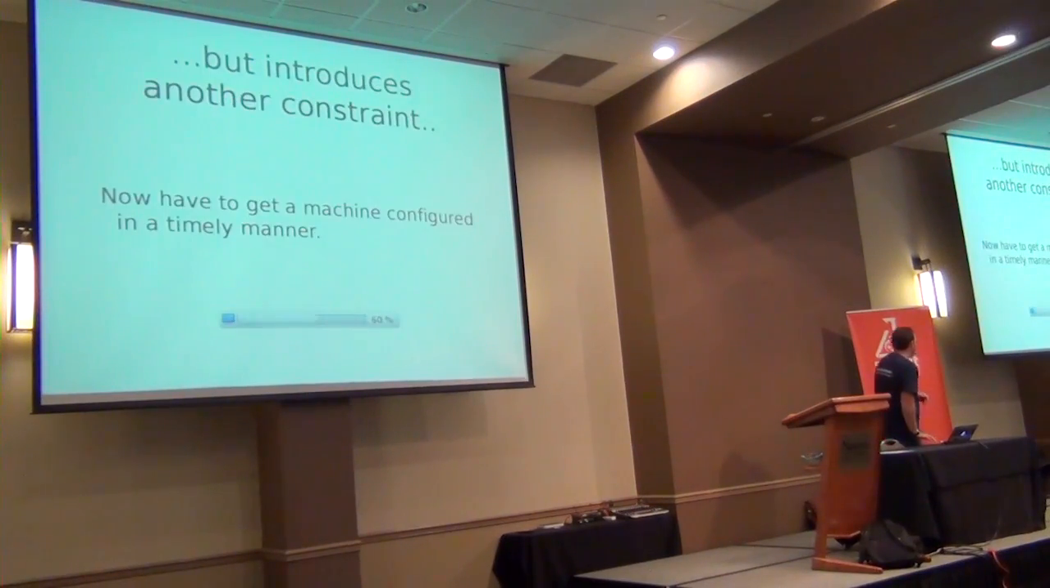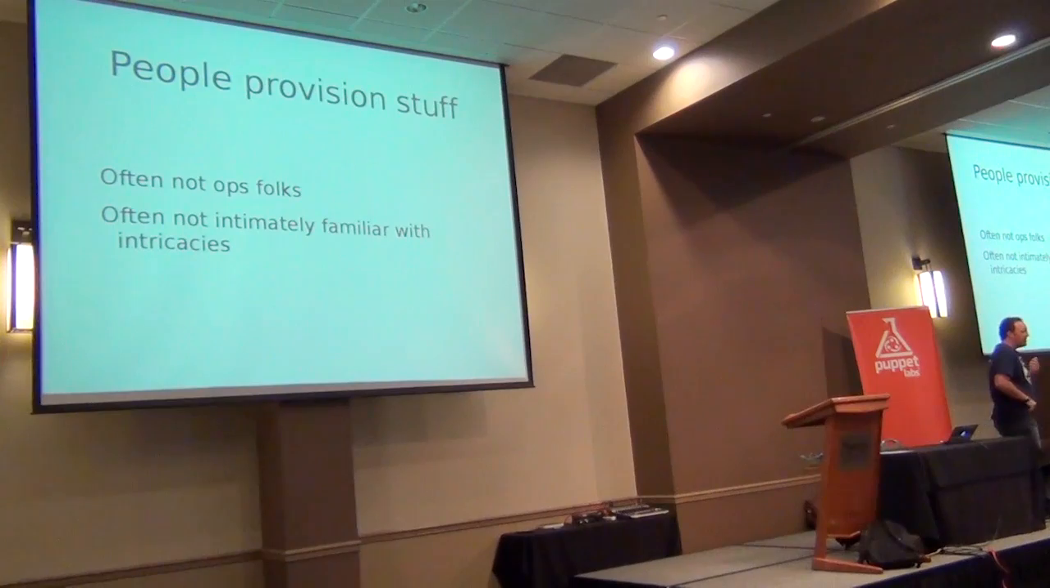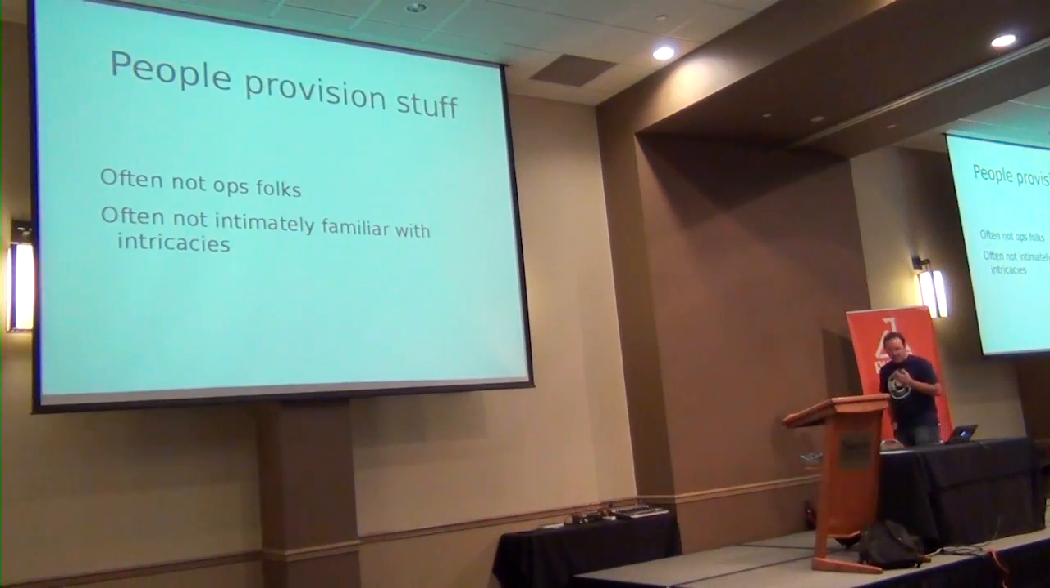But of course, it introduces another constraint. You have to get the machine configured in a timely manner, which is a natural fit for Puppet. Puppet handles configuration, and does that in an automated fashion. But the problem that you have is that, particularly with infrastructure as a service, you typically have these people who are not as smart as the rest of the ops folks. You have developers, and they don't understand the intricacies of the environment. They don't know why you're choosing a particular kernel or why you configure HTTPD a certain way, and they shouldn't have to, quite honestly.